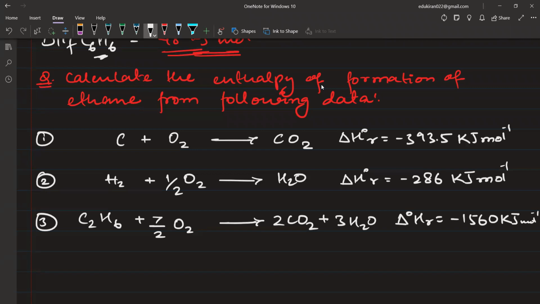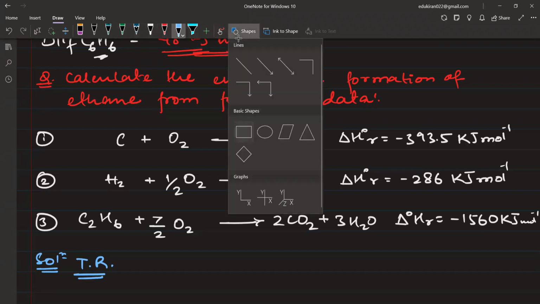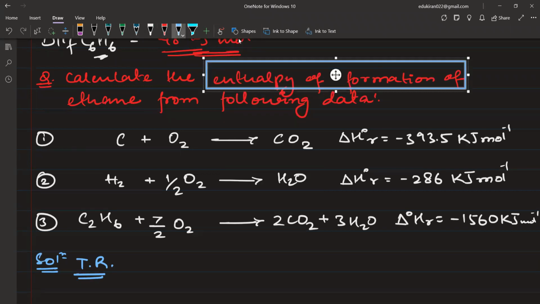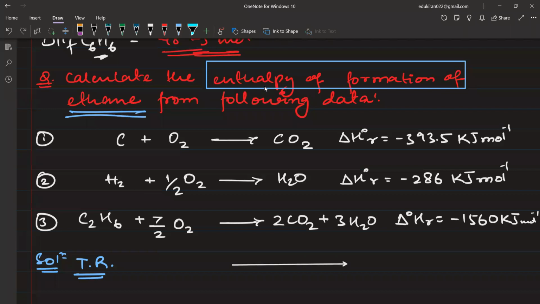Okay, so all of these are what, your given reactions. Now in the solution, first of all, you will write the target reaction. Who will tell you the target reaction? The question will tell you. What is given in the question? Enthalpy of formation of ethane. What is ethane? Ethane is C2H6. Not C2H5OH. Ethane is not ethanol. It is C2H6.